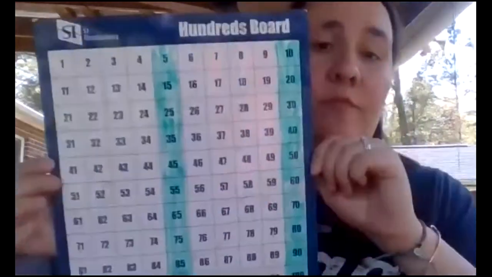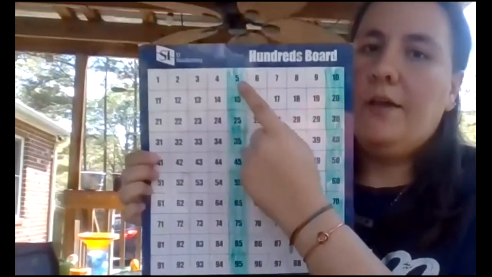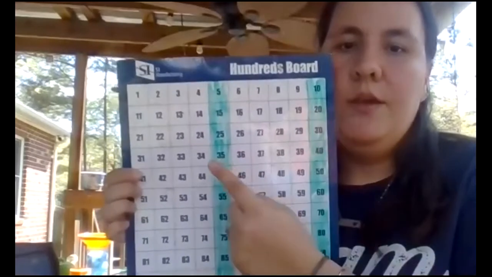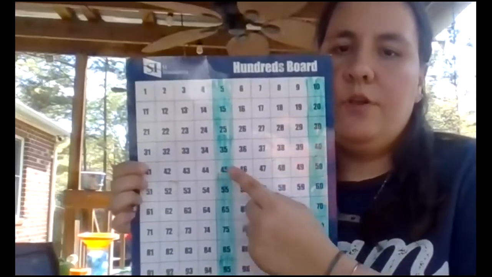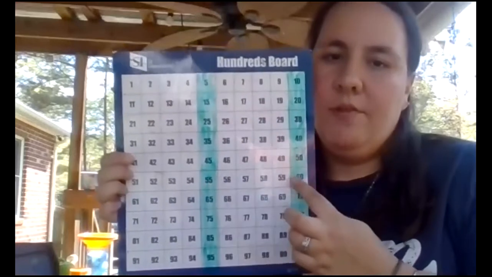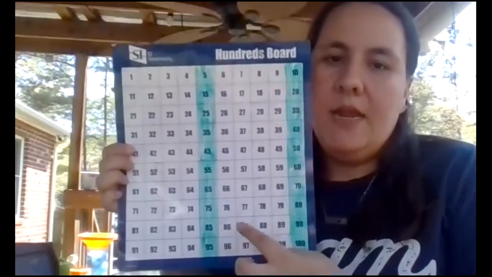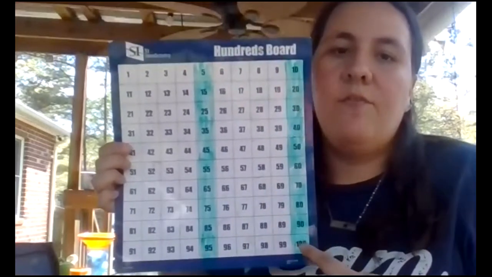So let's take a minute because we skip counted all the way down 10s and we'll skip count our 5s. Ready? 5, 10, 15, 20, 25, 30, 35, 40, 45, 50, 55, 60, 65, 70, 75, 80, 85, 90, 95, 100. Great counting, guys. And remember, when we get to 100 cents, what do we have? $1. Great job.